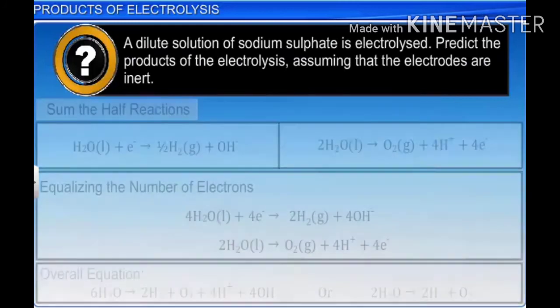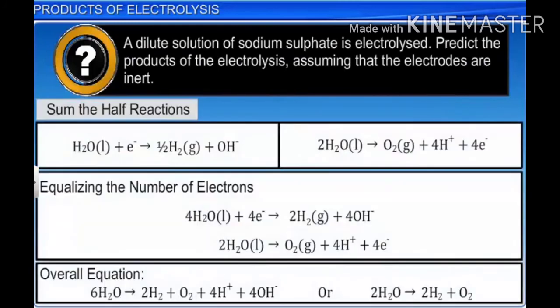We need to make sure that the number of electrons gained is equal to the number of electrons lost. By summing the two half reactions, we can write an overall equation. Note that H+ and OH- make H2O.